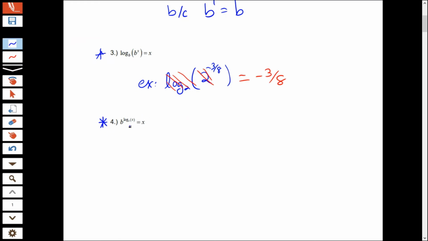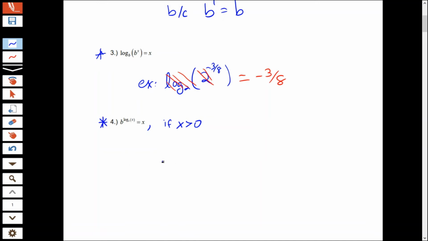Same thing for problem number 4, right? It's just composed in the opposite way. Base b raised to the log base b of x is equal to x. Of course, we need to stipulate here, that is, if x is greater than 0. That is, x has to be in the domain of log in order to make that work.